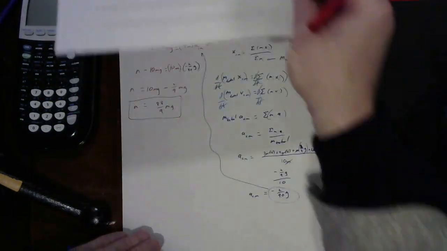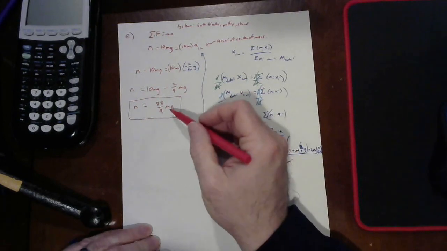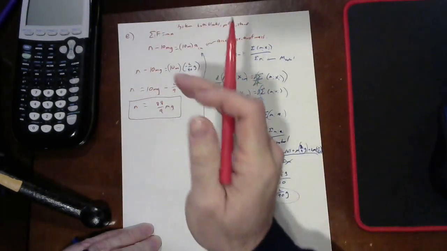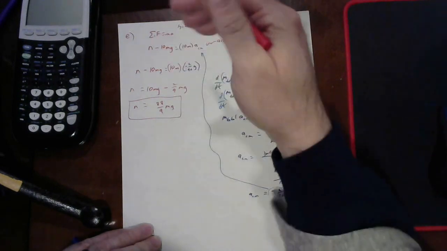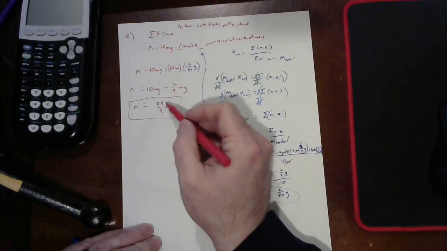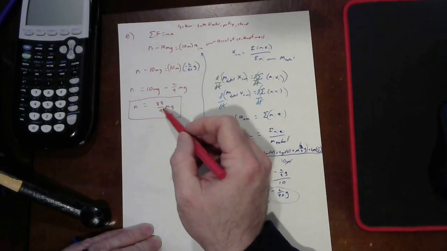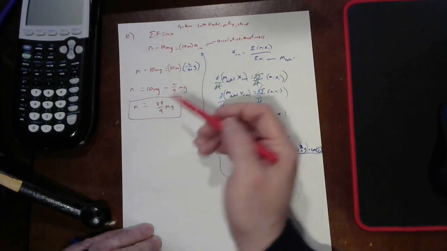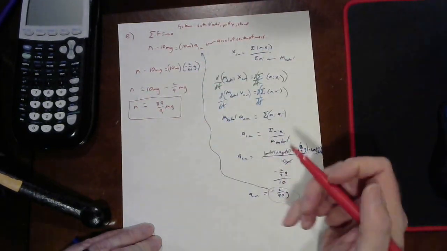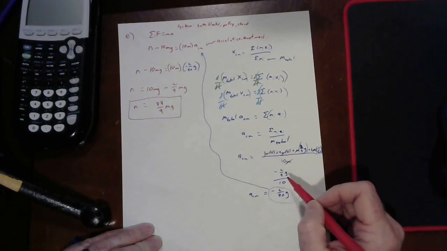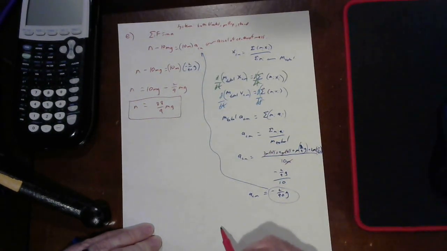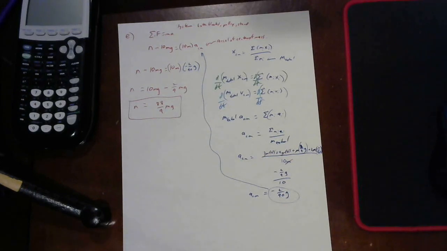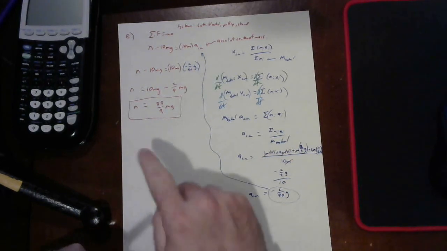We said before, because our system's accelerating down, we need to end up with a normal force up that is smaller than that 10 mg pulling down, because the center of mass is accelerating down. And sure enough, 10 mg would be 90/9. This is just a little bit less. And so our center of mass accelerates down at negative 2/90 g. And that's it. Okay. All right, that's part E.